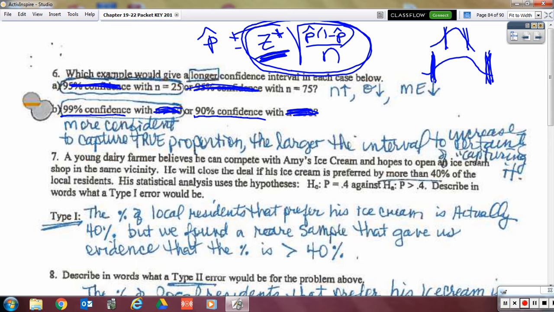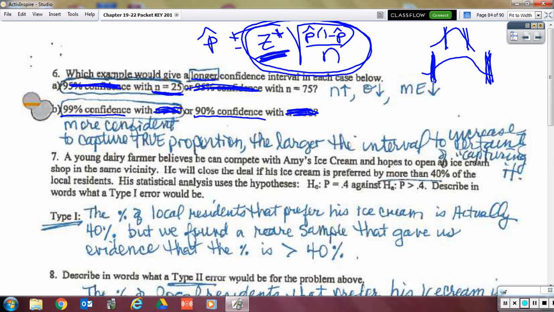So if n gets bigger, then you've got a smaller variation. So which one gives a bigger confidence interval? A smaller sample size. It's kind of loosey-goosey. You're not feeling so good about a smaller sample size because it's giving you a big old interval. Okay? All right, questions on that?